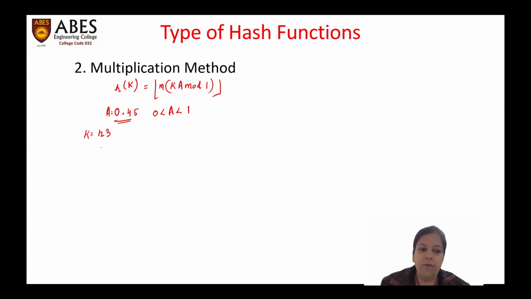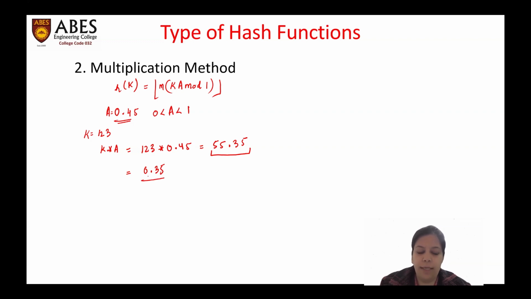In this case, first of all, we are going to multiply k with this constant A. So after multiplying 123 with 0.45, we are going to get 55.35. Now we are going to mod it by 1. Basically we have to take the value which is there after the decimal point, right? So for this we are going to modulo it by 1. After we take the remainder, we get 0.35.